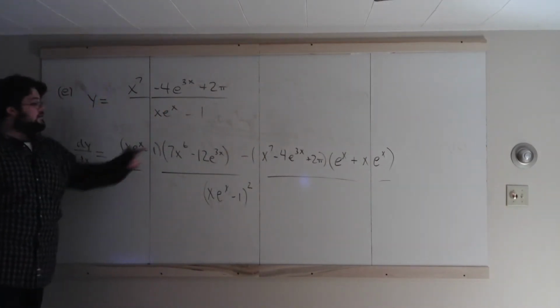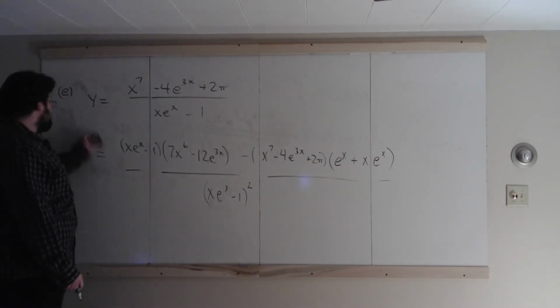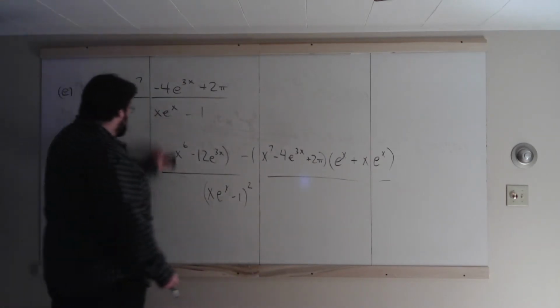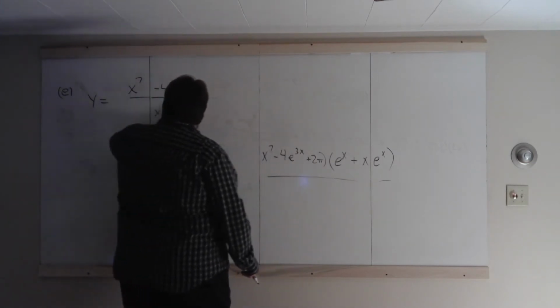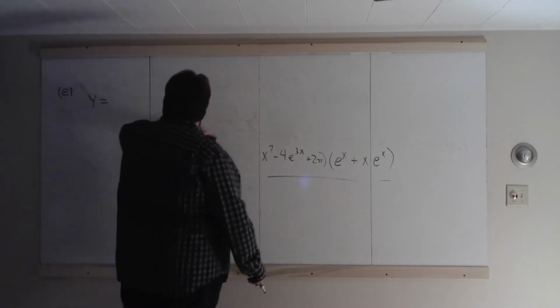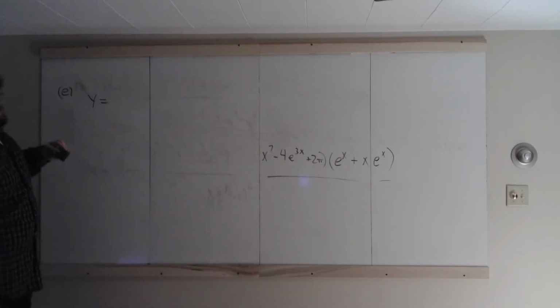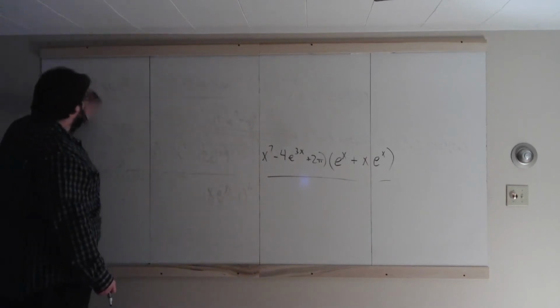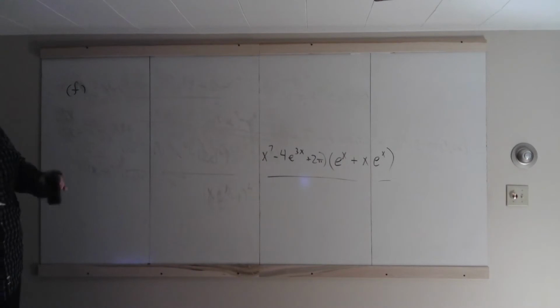So we have bottom, derivative top, minus top, derivative bottom, over bottom squared. Now next we have a function that is not solved for y, and it doesn't look like it can be explicitly solved for y. So we will differentiate implicitly.